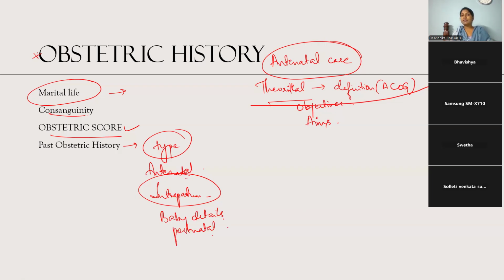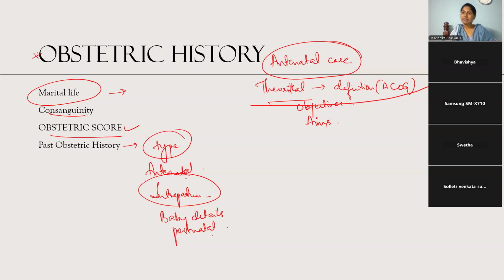And if she's a case of previous LSCS, ask about any wound related complications, any blood transfusion, and the duration of stay in the hospital. If it is a preterm delivery, ask if the baby was admitted to the NICU, whether the baby was on ventilator or on room air, and how many days the baby stayed in the NICU. All these hold importance.